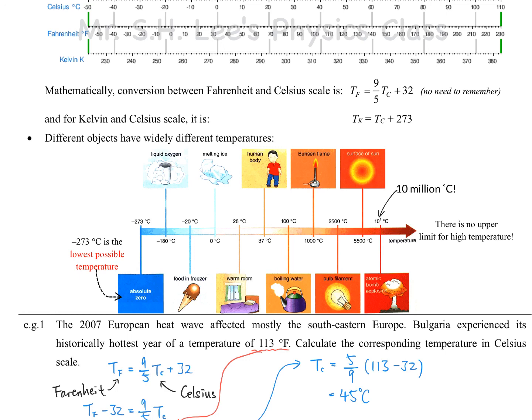You may wonder, why is there a lowest possible temperature in this world, but there is no upper limit for high temperature? This actually can be explained in terms of the particle theory of matter, and we'll discuss this soon.